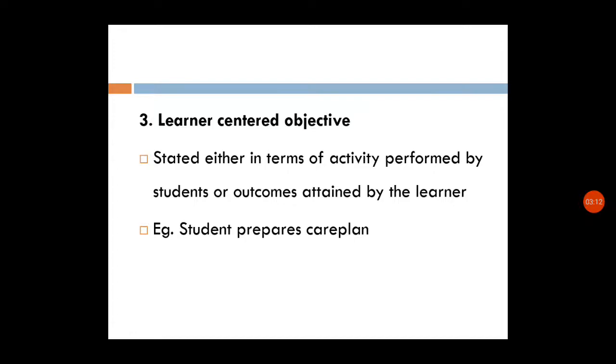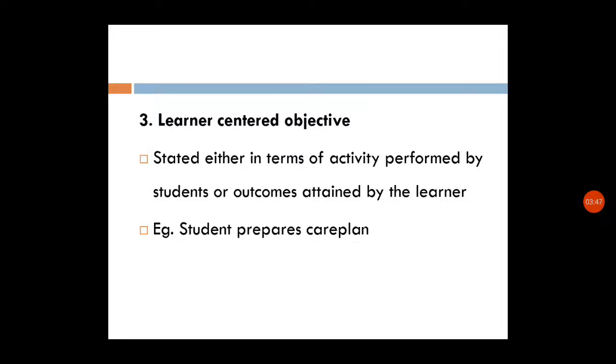The third is learner centered objective. So either in terms of activity performed by the student or outcomes attained by the learner. So here we are writing what can be the outcome after the teaching learning activity, what can be the outcome that we are predicting, or the behavior change the child is performing. So that is the learner centered objective. Here we are giving more importance to the learner's activity.